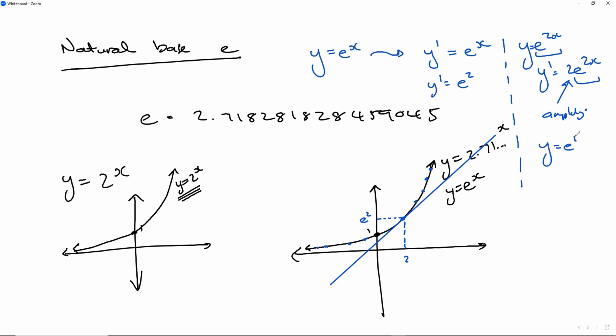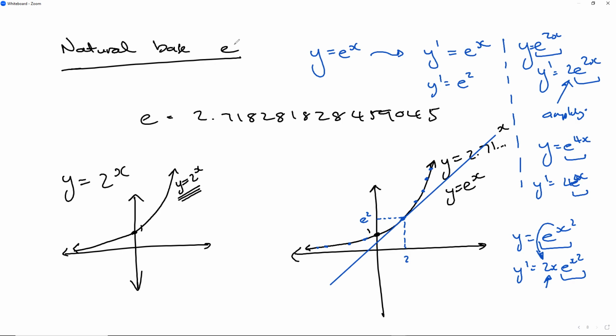Y equals e to the power of 4x would become 4e to the power of 4x. And we keep the original function exactly the same. Y equals e to the power of x squared would become 2x e to the power of x squared, keeping the original function the same, but differentiating the power and multiplying it. Okay, so in a nutshell, that's basically what that is.